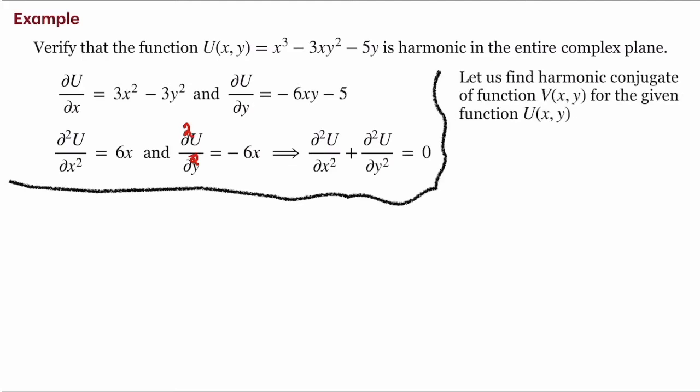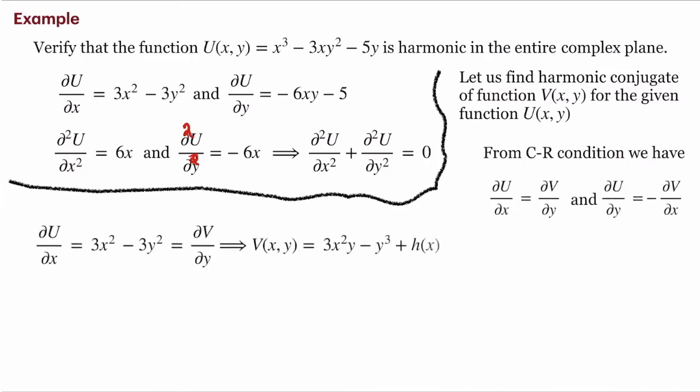Let's go ahead and find the harmonic conjugate function v of xy for the given function u of xy. For that, we need to satisfy the Cauchy-Riemann condition and obtain the function v. du by dx is equal to 3x square minus 3y square. And if we want to find v such that it satisfies the Cauchy-Riemann condition, then this should be equal to dv by dy. From this, we can integrate to obtain v of xy as 3x square y minus y cube plus h of x.